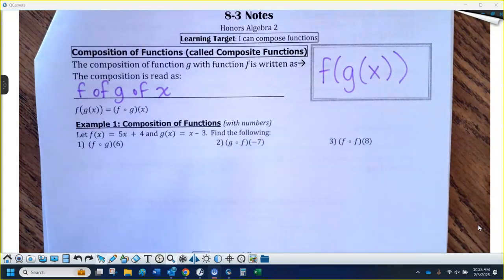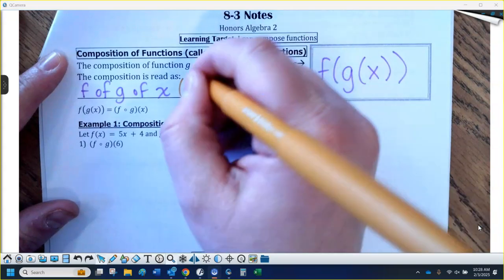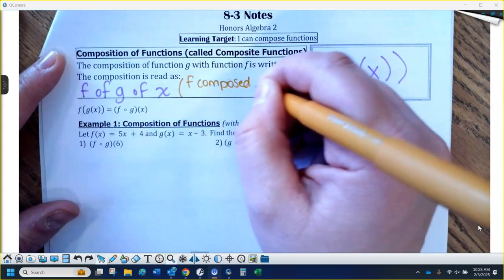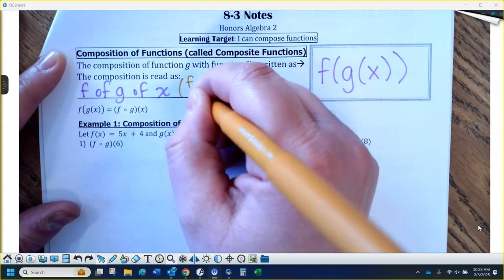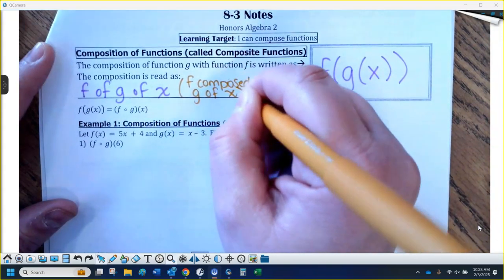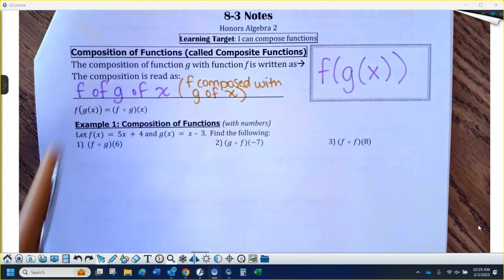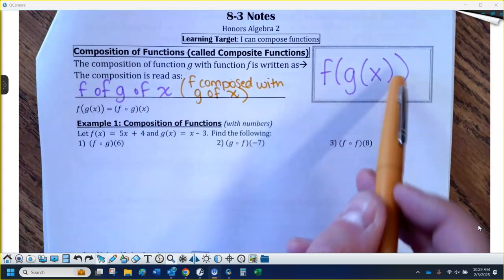Don't have to write this if you don't want to, but you could also write this as F composed with G of X, which would be another way that you could word that. I usually just call it F of G of X because it's less words to say. But there is another notation which I have underneath here, and the F of G of X, like I just put in this big box here.